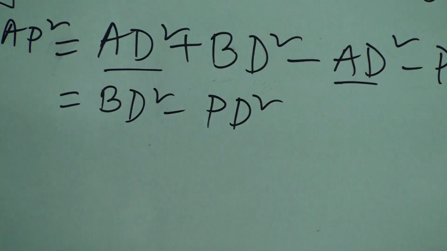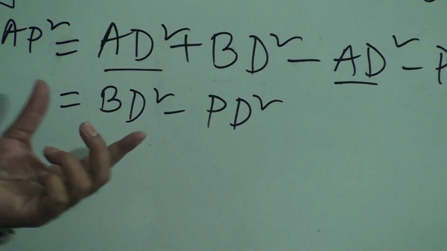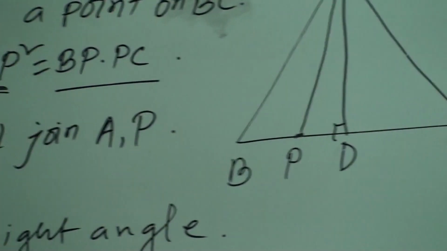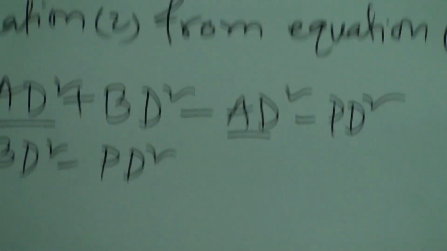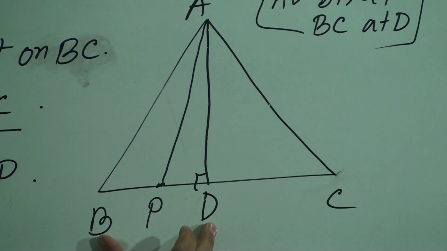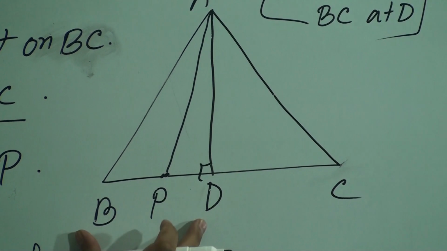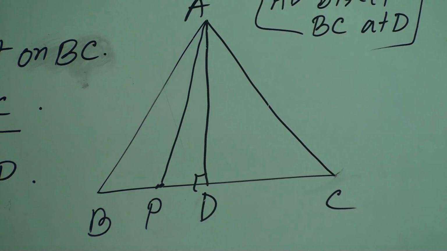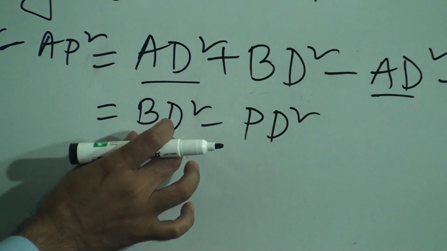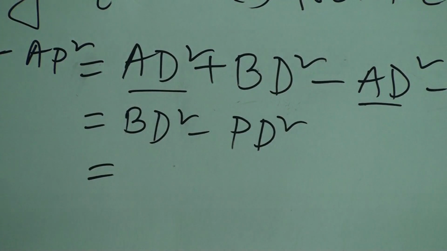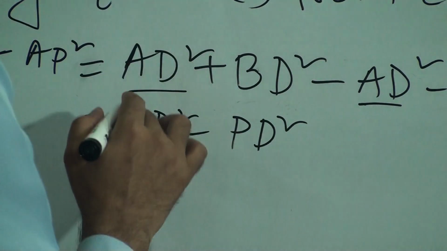Dear students, now see, we need to prove this? No, we need to prove BP into PC. So to prove this, we can apply a technique here. We need BP and PC, but we have BD and PD. So we have to convert BD and PD into BP and PC. To convert this, we can apply the formula here. Suppose BD means A and PD means B. This is A square minus B square. So we can apply the formula, that is A plus B into A minus B.